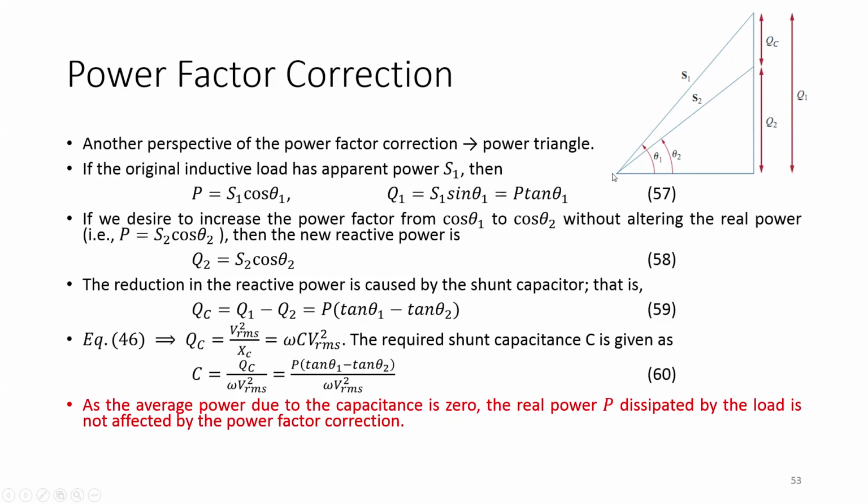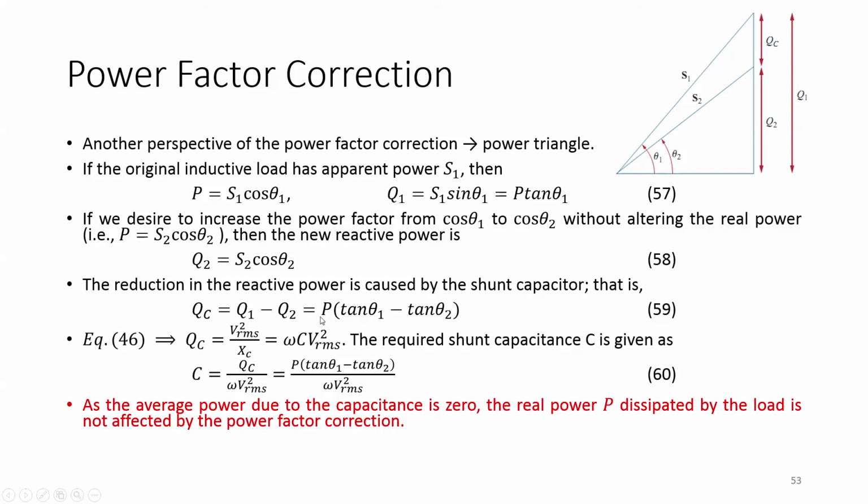and in this triangle we can see that P is S1 times cos theta 1, and Q1 is this quantity S1 sin theta 1, which can also be written as P times tan theta 1. Similarly, if some power factor correction is done and reactive power demand is reduced from Q1 to Q2 due to the capacitor, then Q2 can be written as S2 sin theta 2. The reduction in the reactive power is caused by the capacitor, as we have already seen, and this QC amount of power is actually the difference of Q1 and Q2.